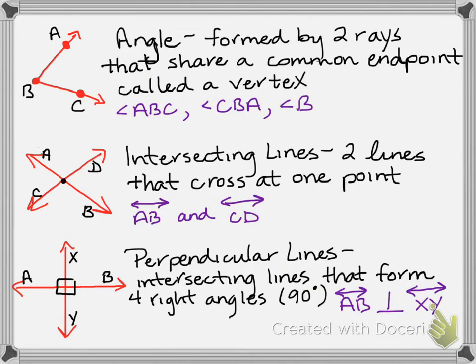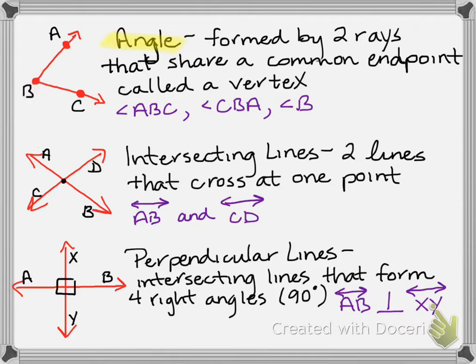The next one we have is an angle. An angle is formed by two rays that share a common endpoint, and that common endpoint is called a vertex. If you look at our example over here, we have the common endpoint of B, and we've got a line that extends from B up top and a line that extends from B down below, right? So you've got this line here, and then you've got this line here. Do you see that? They're two rays, and they both come from the endpoint of B.